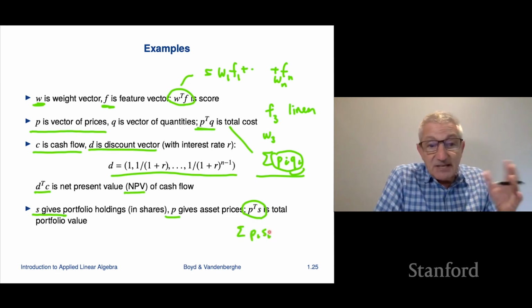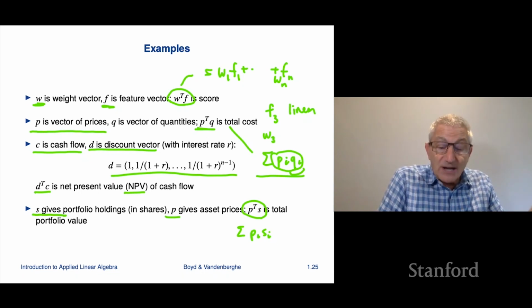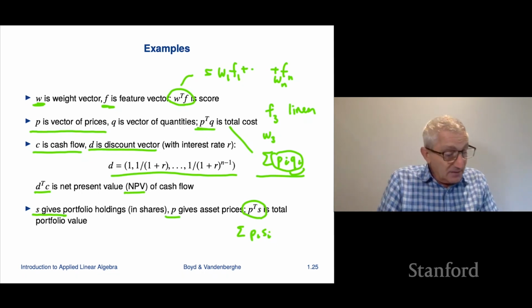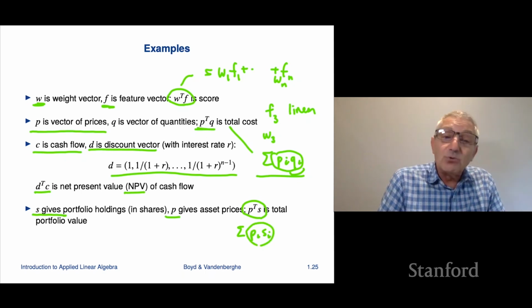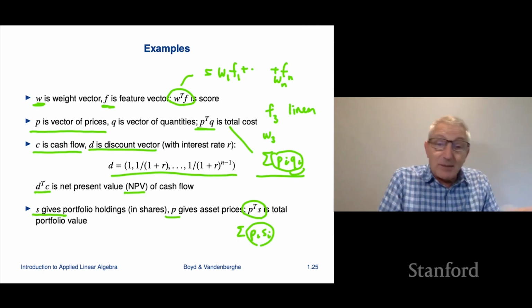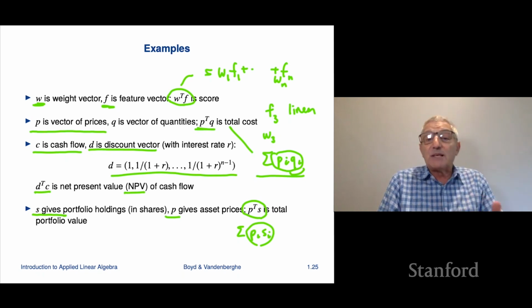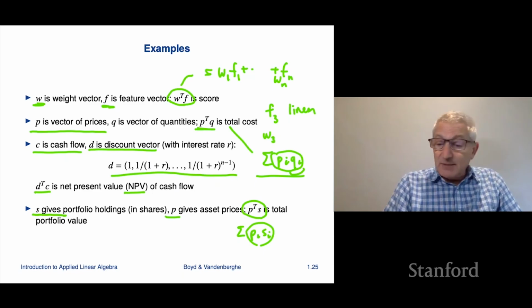And if you take the inner product of P and S, that's the same as sum PI SI, and here SI is the number of shares. PI is the dollar price per share, and when you multiply that, PI SI is precisely the dollar value of your holdings in each of these things, Apple, Google, Facebook, and you add them up, and you get the total value of your portfolio. Okay, so these are just some examples, but they should make it clear that inner products do in fact come up in many, many applications.